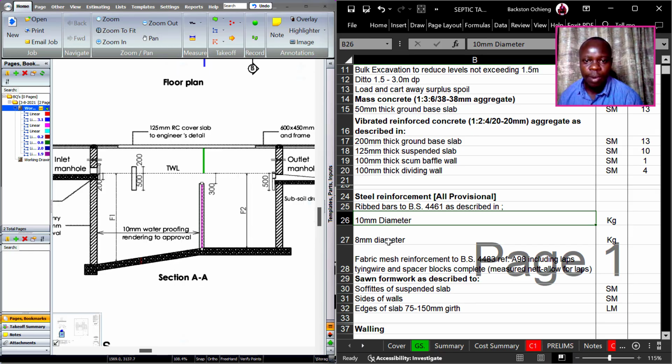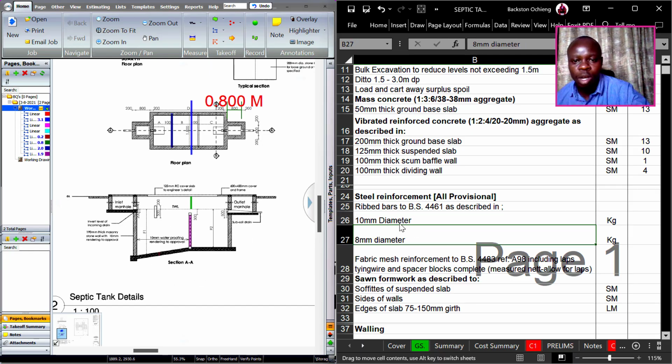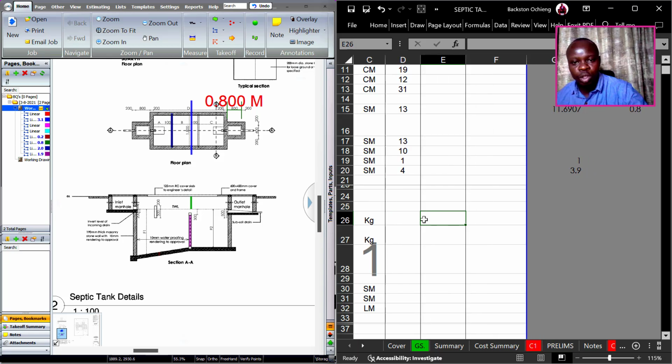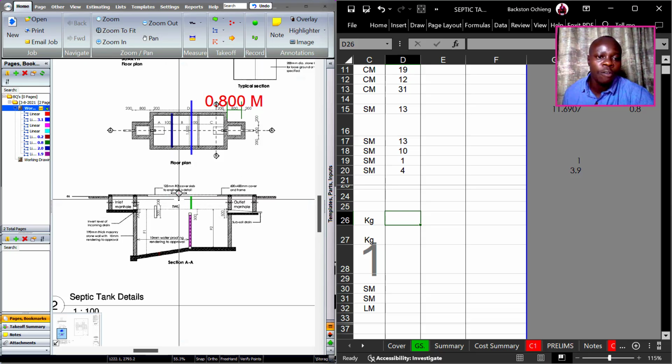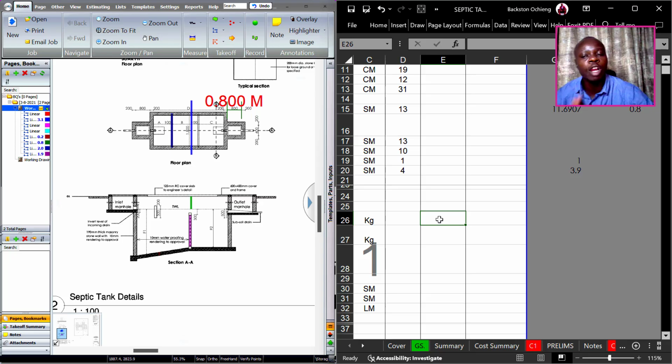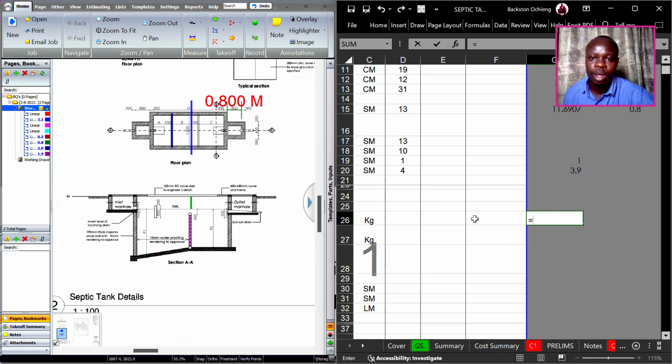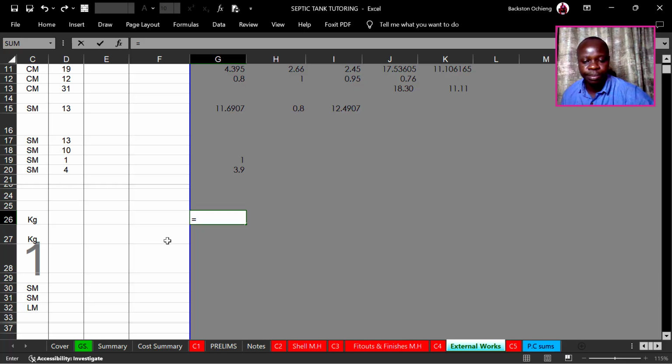So for the base slab, we are going to use the thumb rule to do our assumption in the reinforcement bars. Normally, for a structure of this nature, the kgs per square meter for the entire stretch or for the slab is around 12 to 15 kgs per square meter. So that is what we are going to use to make our assumption. So we go to the area for the cover slab.